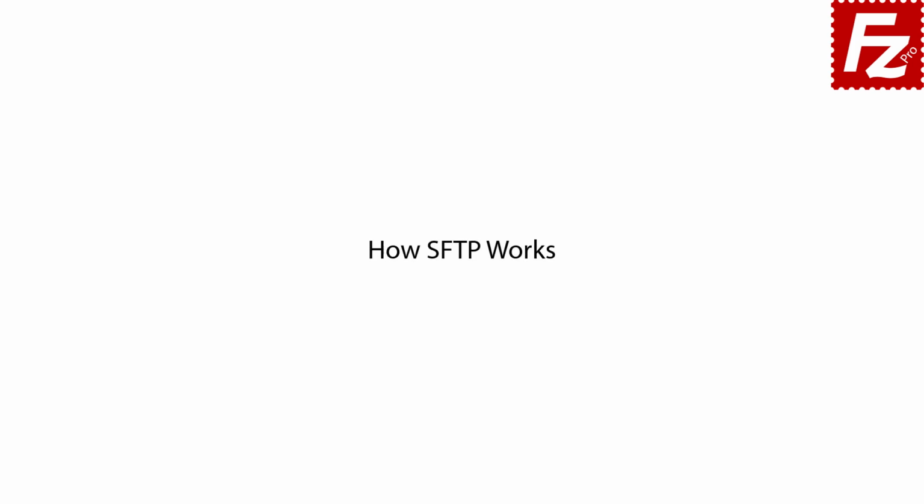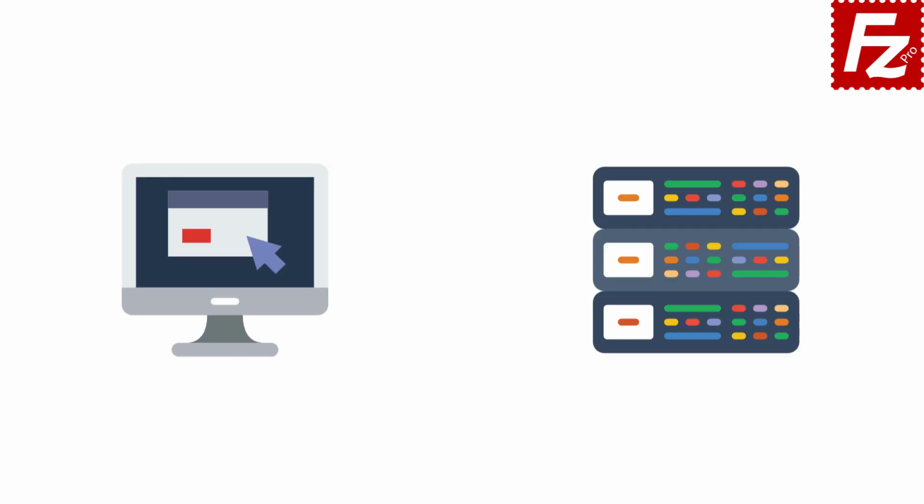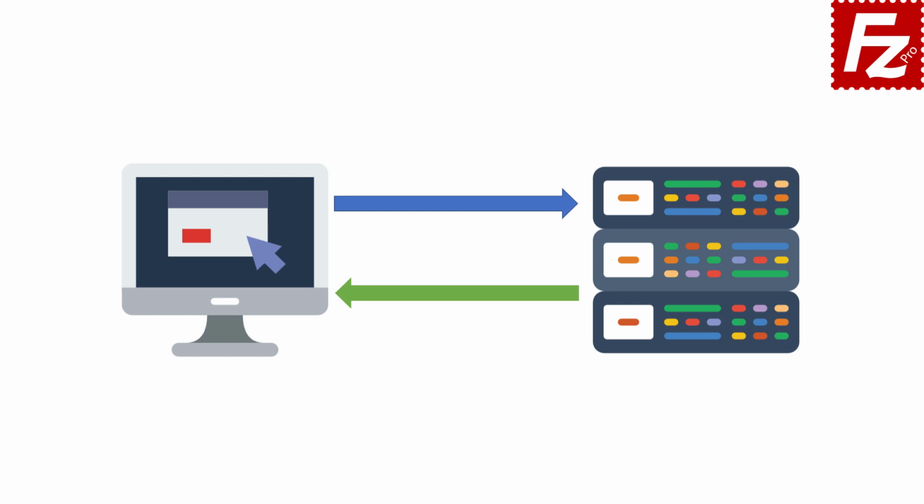How does SFTP work? SFTP is a complex protocol. In this video, we give a detailed explanation of how SFTP connections are established. A client like FileZilla or FileZilla Pro sends a connection request to the server. The server sends the SSH welcome message with the highest supported protocol version. The client then sends its SSH welcome message with its highest supported protocol version. The server sends its supported algorithms and a small amount of random data as session cookie.